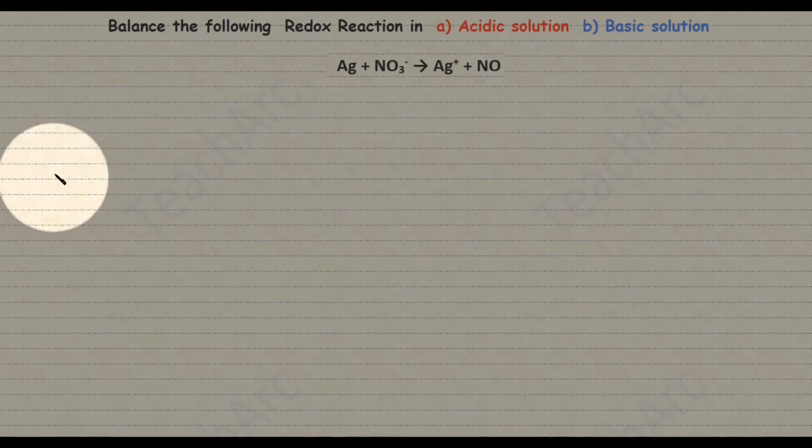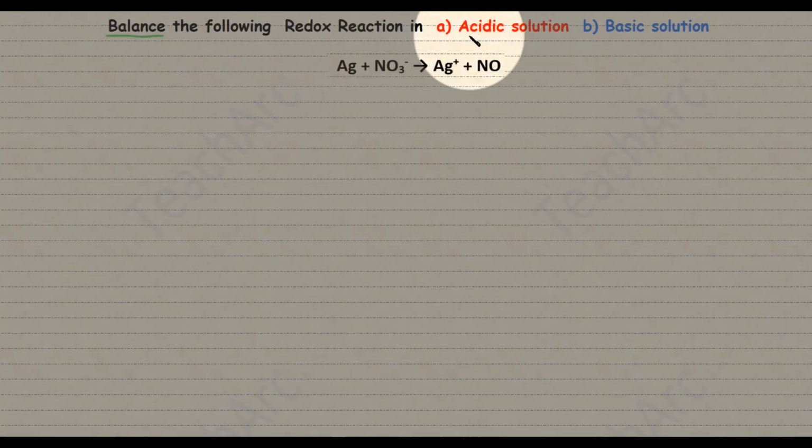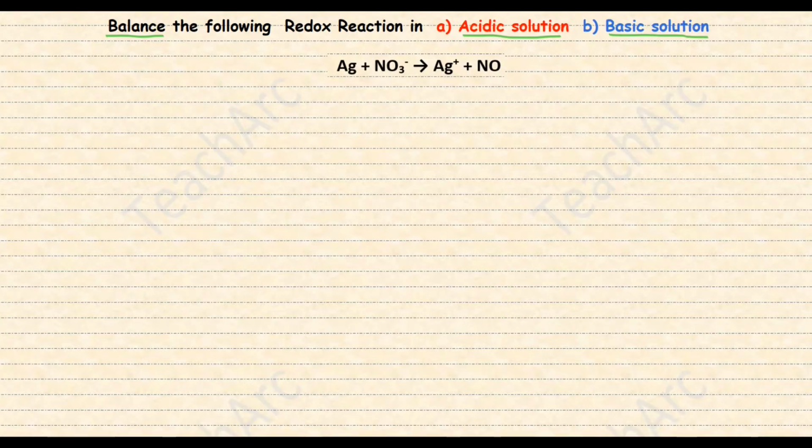Let's balance the following redox reaction in A, acidic solution, and B, in basic solution. The first step in balancing a redox equation is to divide the skeleton equation into half reactions. When we say divide into half reactions, we divide the equation into a reduction reaction and an oxidation reaction.